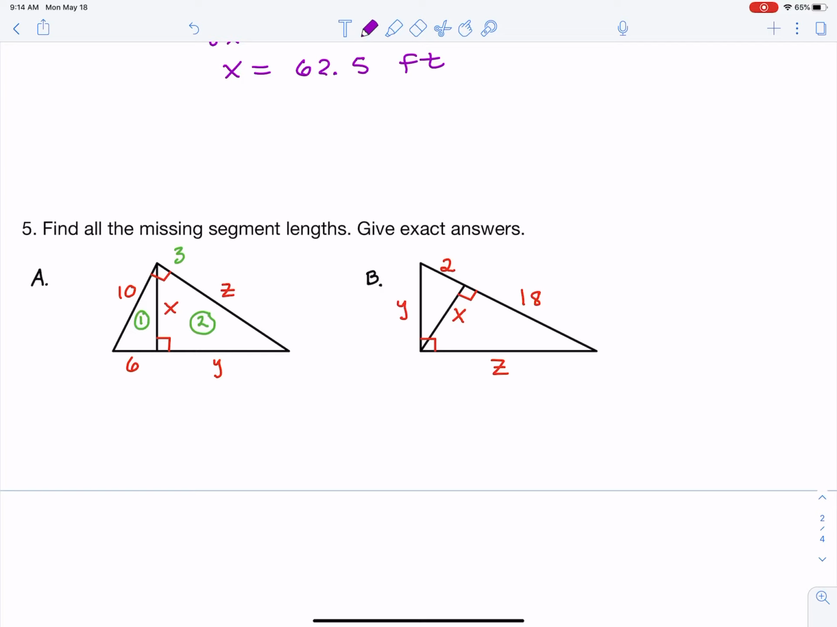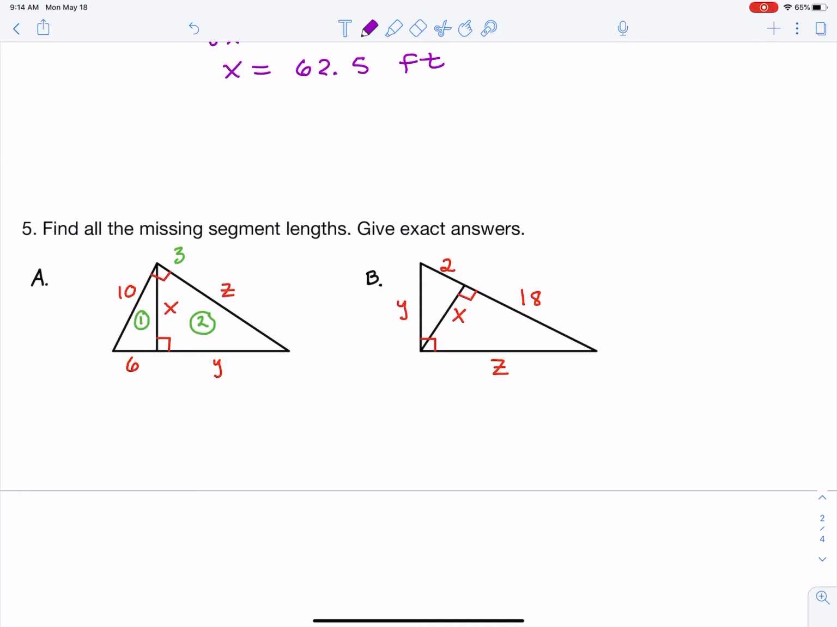Let's see what we know. Let's go find one of our sides. We have a couple things we could do here. One thing I could do is find the value of x using the Pythagorean theorem, but I'm not going to do that. I'm going to find the value of y. This is just my thinking out loud.